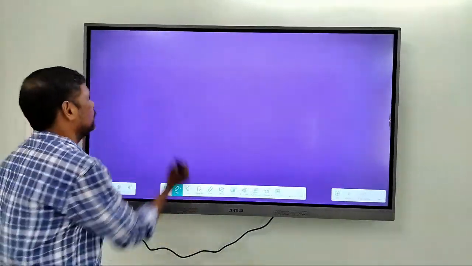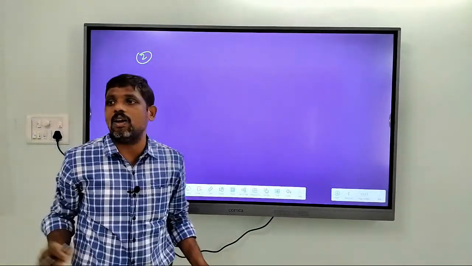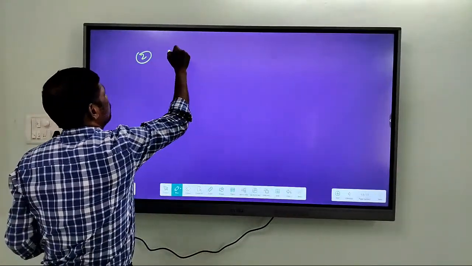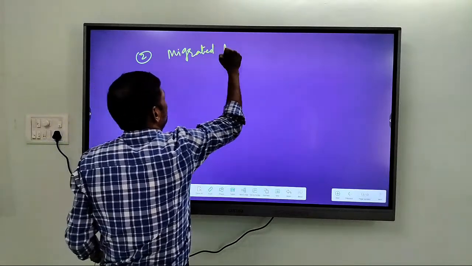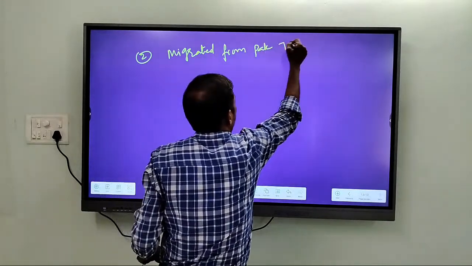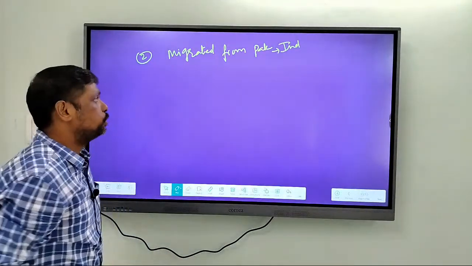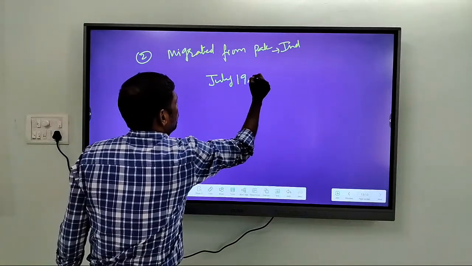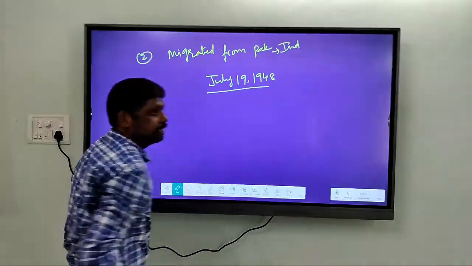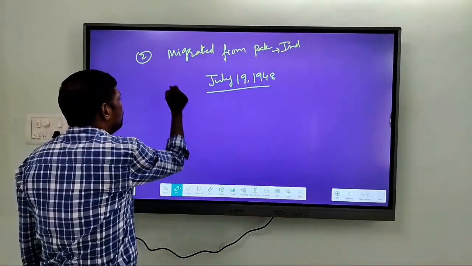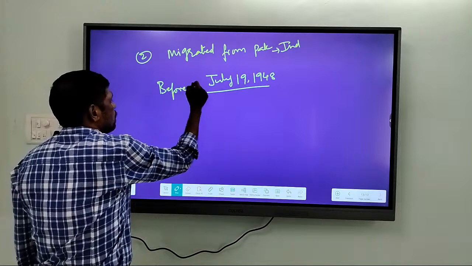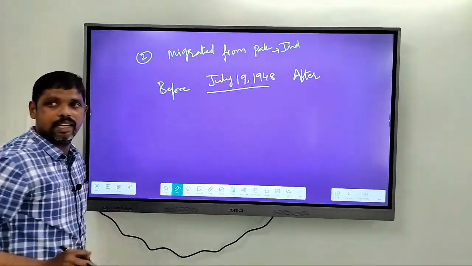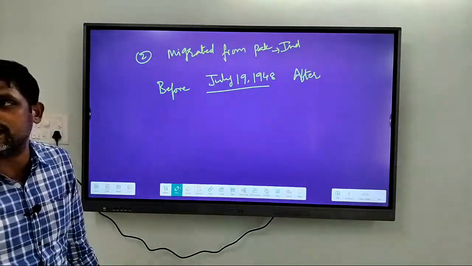This is one ground. The second condition is all those people who have migrated from Pakistan to India, right? There is a date, July 19, 1948. The ones who migrated before July 19, 1948 and the ones who migrated after July 19, 1948.